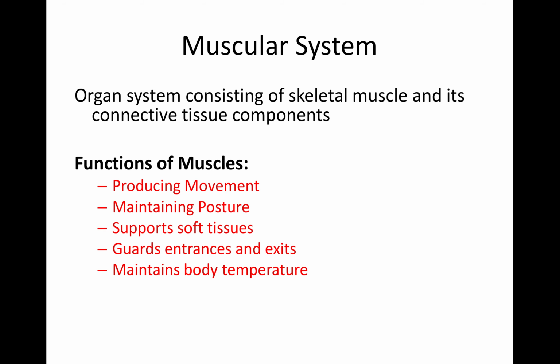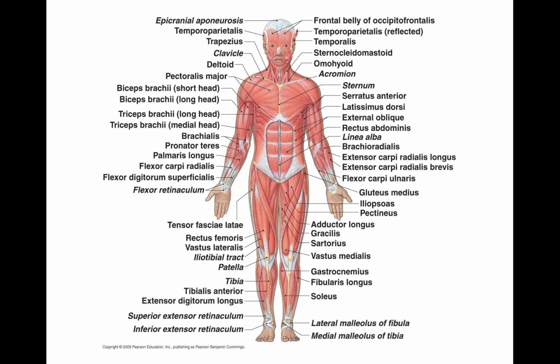So, the functions of our muscular system are to produce movement, they help us maintain our posture, they support our soft tissues like our organs, they guard the entrances and exits to our body, they help us maintain our body temperature, and they're going to store nutrients.